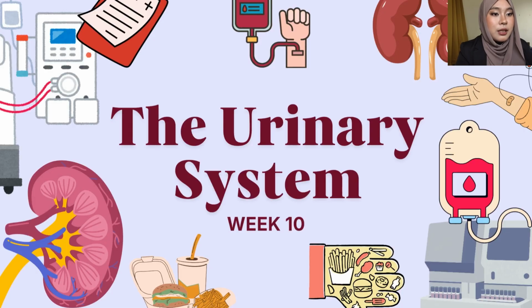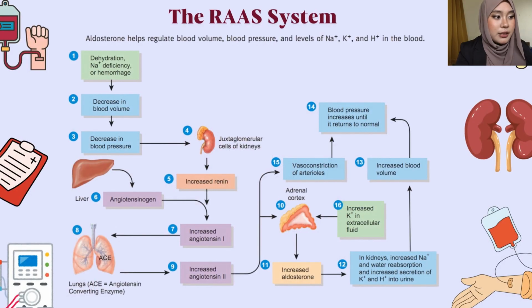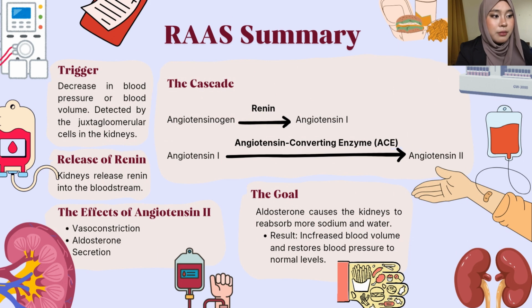So the last week ePortfolio task is week 10, the urinary system. The nephron is the functional unit of the kidney where filtration occurs in the renal corpuscle. The RAAS system is a critical regulatory mechanism: when the juxtaglomerular cells detect low blood pressure, they release renin, which triggers a cascade leading to angiotensin II production and aldosterone secretion. Aldosterone causes the kidneys to absorb sodium and water, increasing blood volume and restoring pressure.